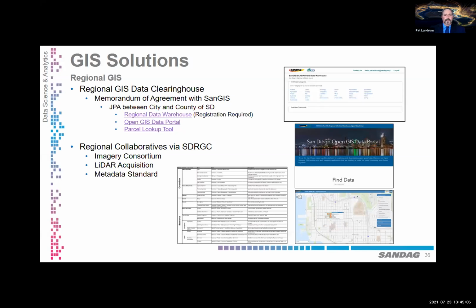And then one of the keys as well is the development of a metadata standard. Through a working group through the San Diego Regional GIS Council, we collaborated and developed a uniform metadata standard for all GIS data in the region, and the majority of our member agencies have currently adopted and are using that standard. All of the configuration files and documentation are available on the Regional GIS Council website. Next slide, please.